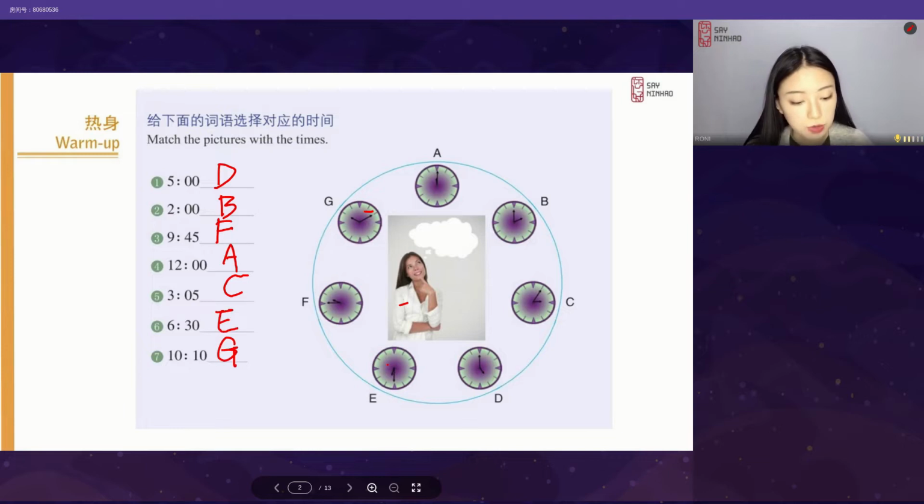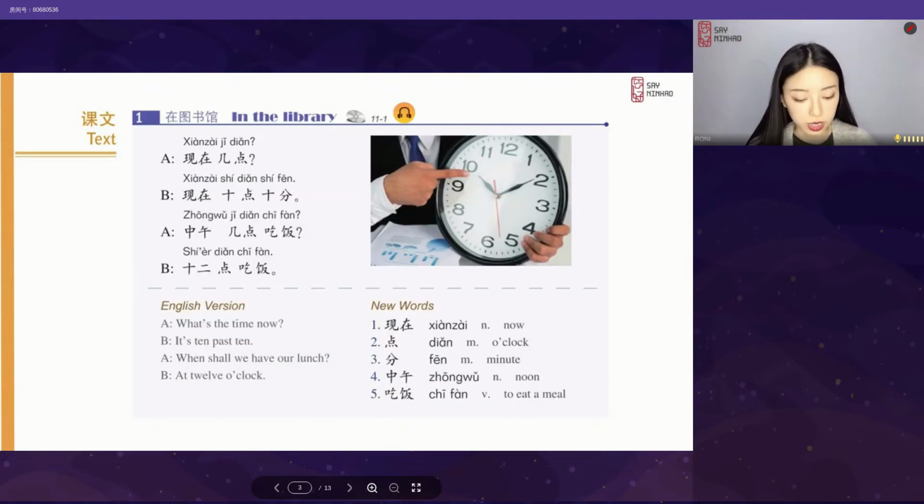Okay, so this is about how to read time, how to express time in Chinese. And today's lesson is all about that. So first, let's see text 1, new words.